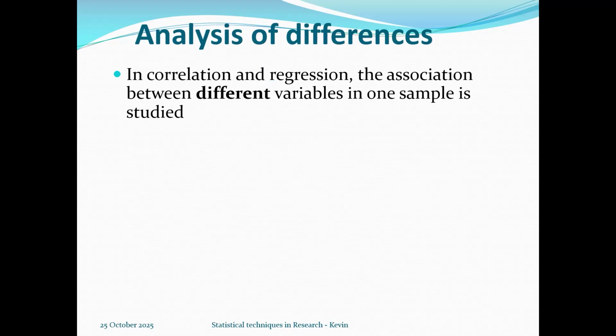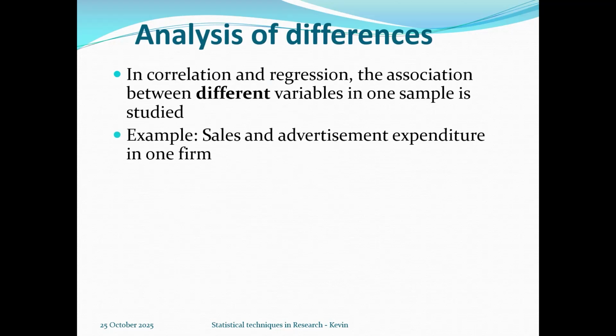So in correlation and regression, the association between different variables in one sample is studied. We are taking one sample and we are studying the relation between different variables. Example, sales and advertisement expenditure in one company, one firm.